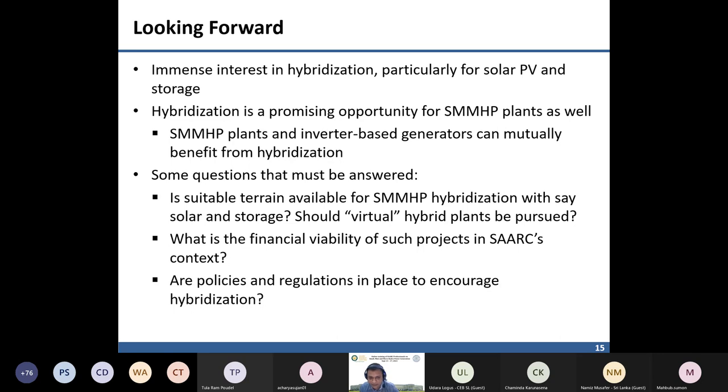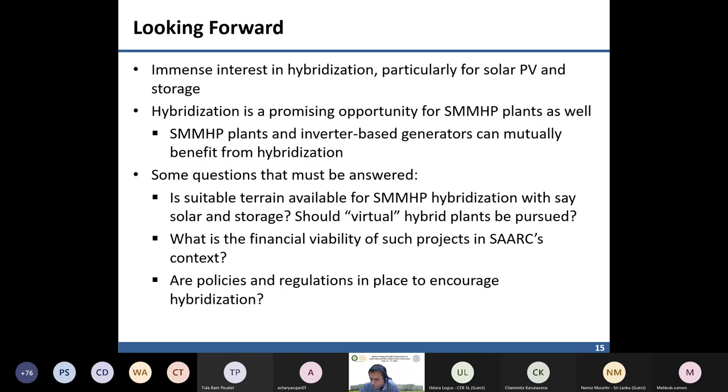And of course, there are a lot of questions that still need to be answered. Do we have suitable terrain available for hybridization? Are virtual hybrid plants a better option to consider in the SAARC context? What is the financial viability of these projects? I think there were already certain questions asked on the financial aspects today, and there will be more such topics coming up in the training in the next few days. And what are the policies and regulations in place to encourage hybridization?